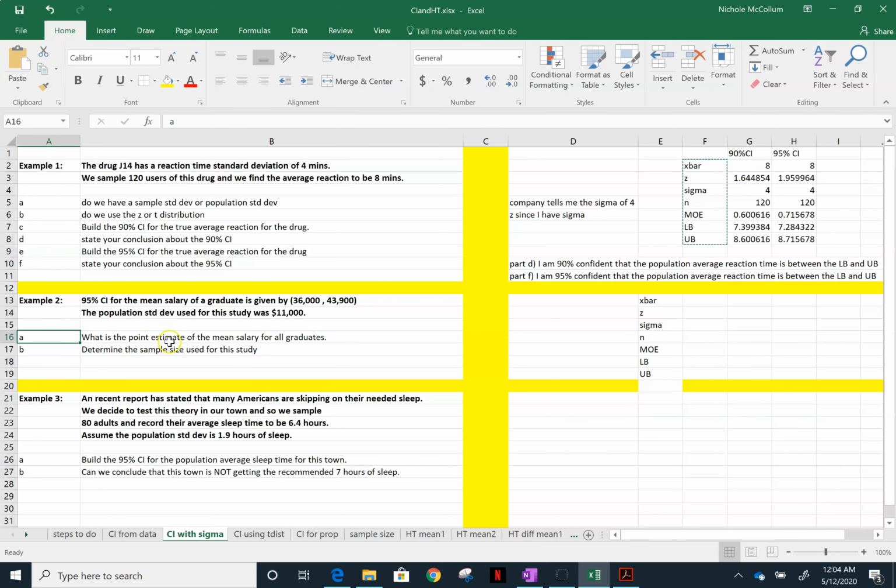What is the point estimate of the mean salary for all graduates? So what is our point estimate, better known as our X bar? Our point estimate is a fancier phrasing for the sample average. And the reason they utilize that language is because if I'm trying to find an estimate for mu, what would be a great point estimate for the true average?